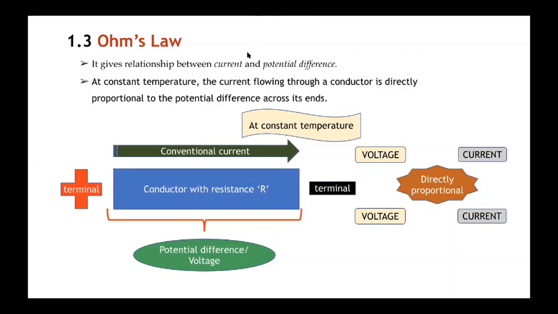Okay, so we were doing Ohm's law, and we have established that Ohm's law says that current is directly proportional to your potential difference. So I is directly proportional to your potential difference at a constant temperature. And we will look into what will happen if we increase or decrease the temperature. Right now, at a constant temperature, the current flowing through the conductor is directly proportional to the potential difference across its ends.